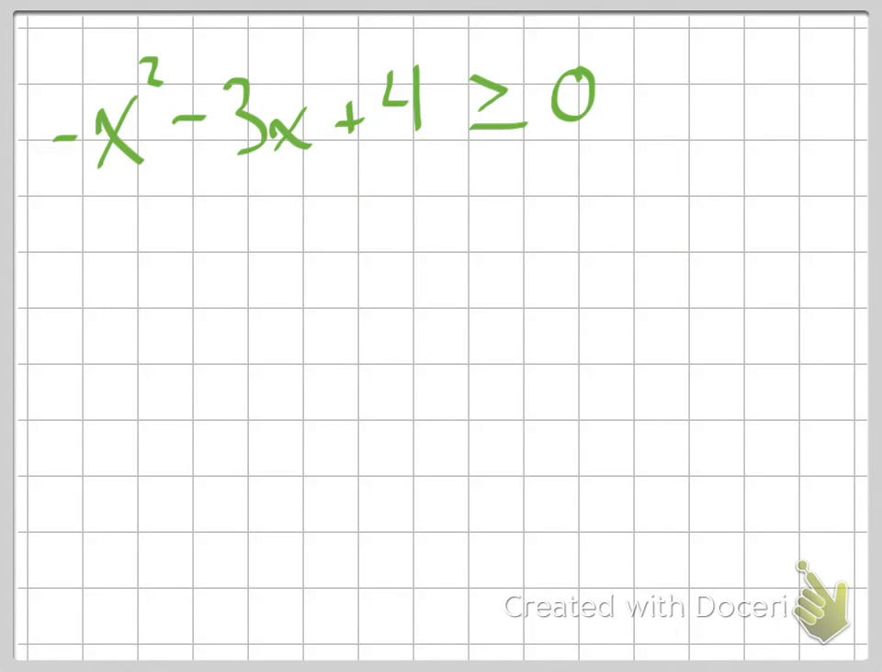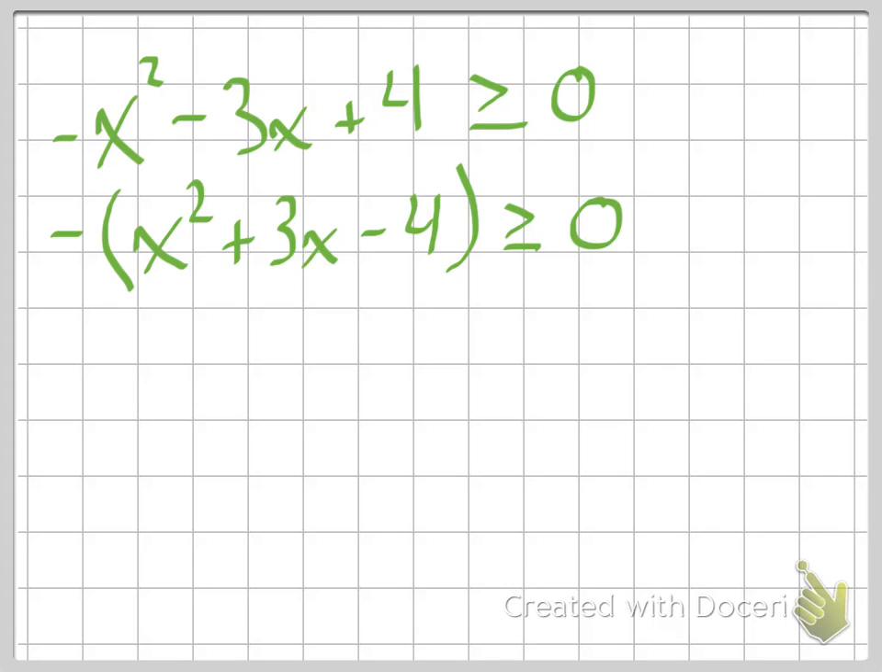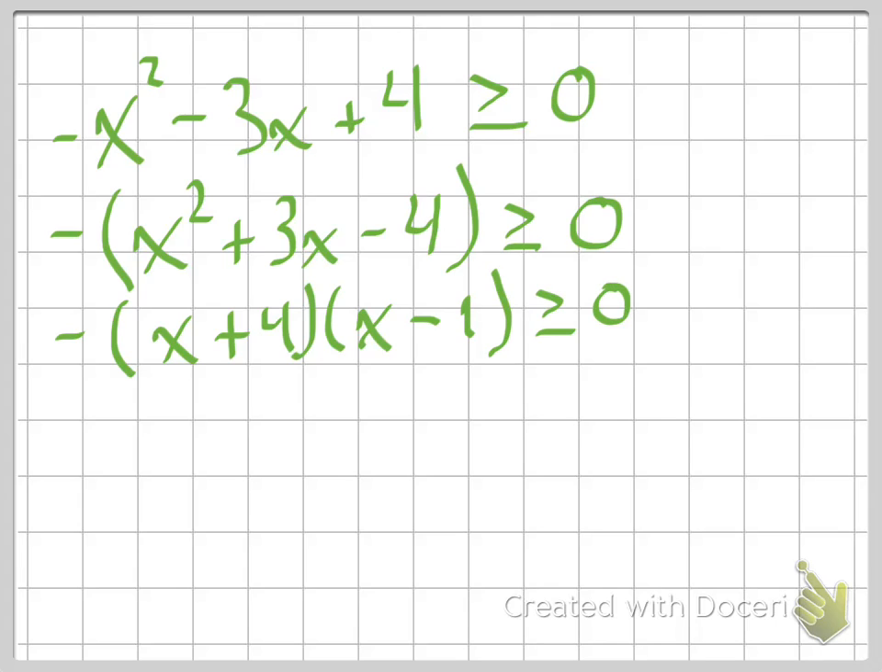So let's try a different one here. We've got this one here, -x squared minus 3x plus 4 is greater than or equal to 0. Okay, well, the -x squared is throwing me off a little bit, so I think what I'm going to do is just factor out the -1. So I get -(x squared plus 3x minus 4) is greater than or equal to 0. Okay, just factoring out the -1. And now, let's see, I think I can factor what's inside here. x plus 4 times x minus 1 is greater than or equal to 0. Okay, so I've done that.